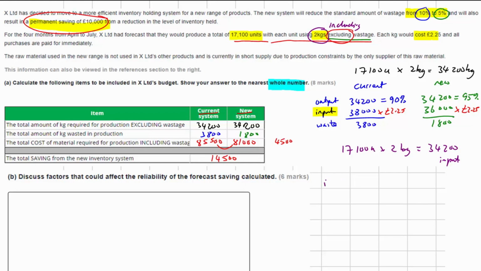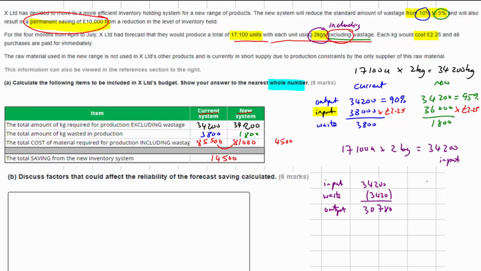So that means if we have our input, which is the 34,200, but we know that 10% of that is wasted. So that means our waste would be 3,420, and therefore our output is the difference. So we'd have 30,780 included in our finished goods.